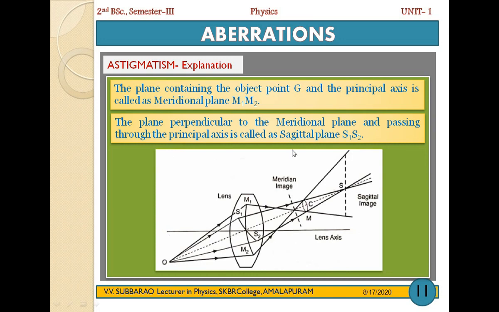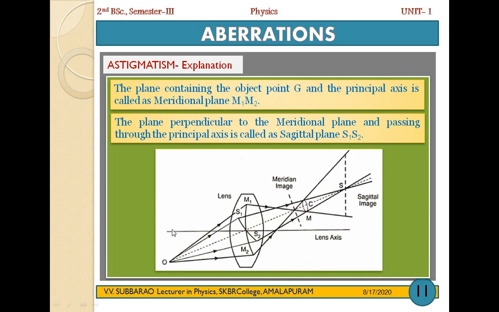Now coming to the second plane, that is the sagittal plane, S1, S2. The plane perpendicular to the meridional plane and passing through the principal axis is called the sagittal plane. S1, S2 is a plane that is perpendicular to M1, M2 and passing through the principal axis. Suppose the point object is placed far off the axis.